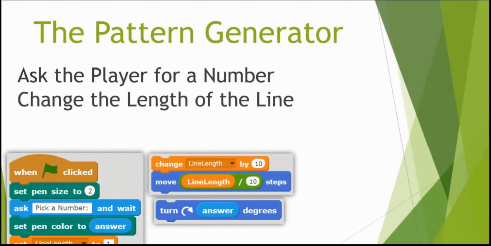The next thing we do is get our change line length, and we'll change it by 10, so it'll increase by 10 each time. But then we'll use our move 10 steps block to put in an operator that says let's divide line length by 10 so that it starts off as 1, then goes to 2, 3, 4, all the way up to a couple of thousand at a time.